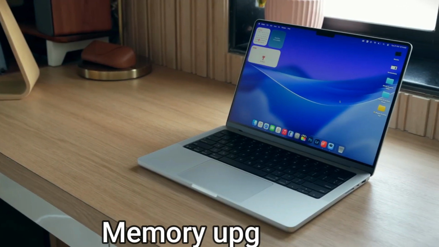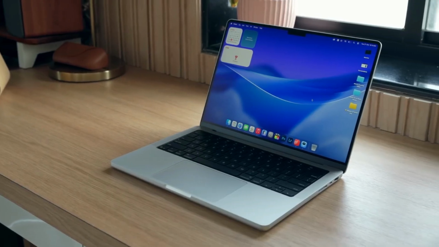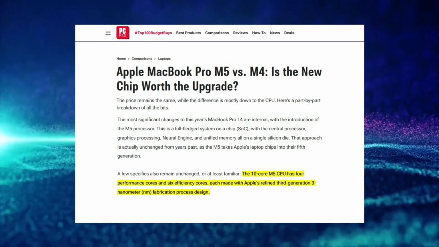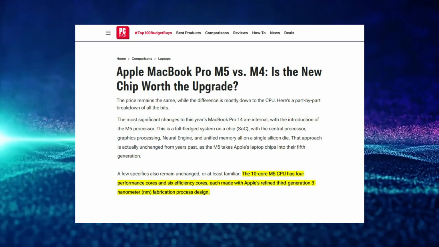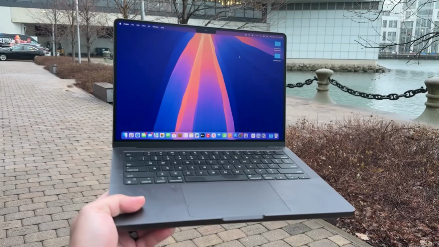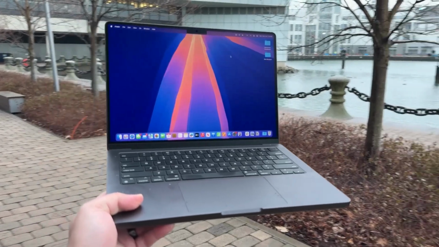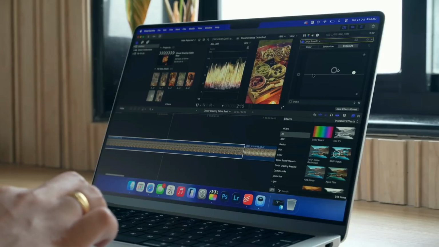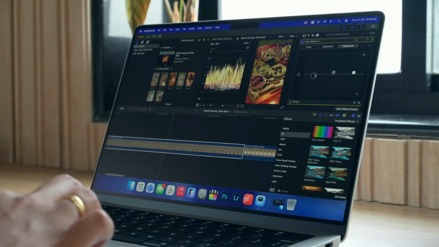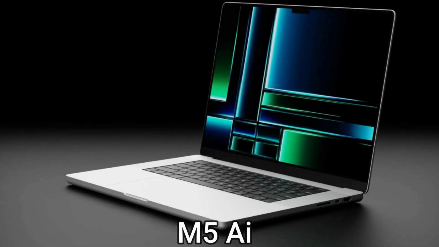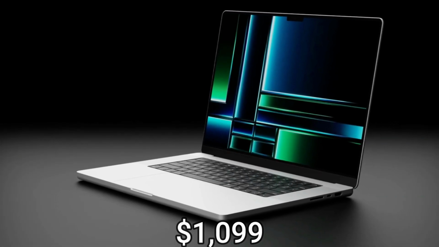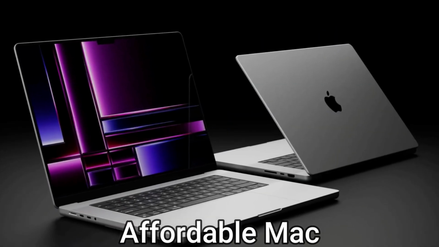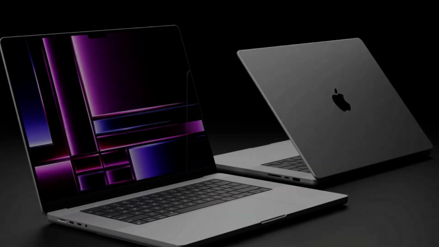The rumored storage and memory upgrades are perhaps the only genuinely positive move here. If Apple finally makes 16 gigabytes RAM and 512 gigabytes storage the base configuration, it would correct a mistake that's been lingering since the M1 era. But knowing Apple, there's a high chance that change will be tied to an even higher base price. The M5 Air could easily cross $1,099, pushing it further away from the affordable Mac category it once dominated.